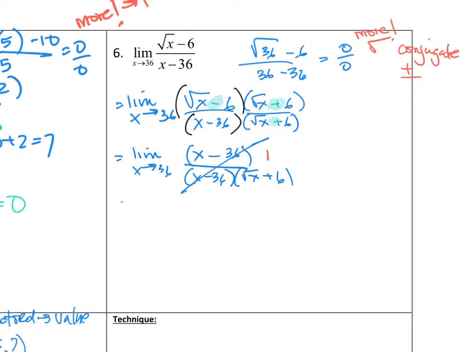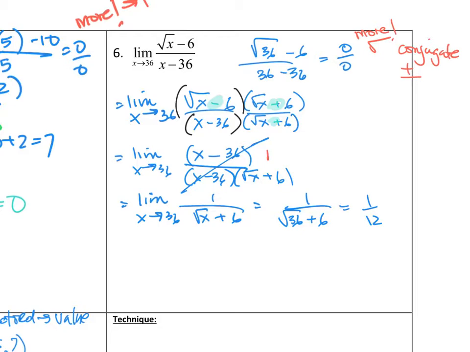So we're left with the limit as x heads to 36 of 1 over the square root of x plus 6. Now at this point, I can plug in that value, and we get 1/12. So that limit solution is 1/12.